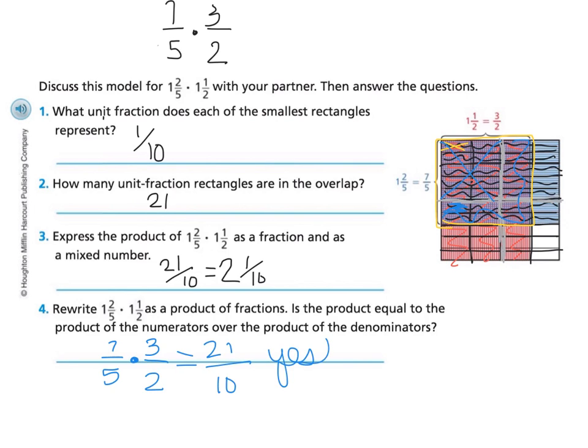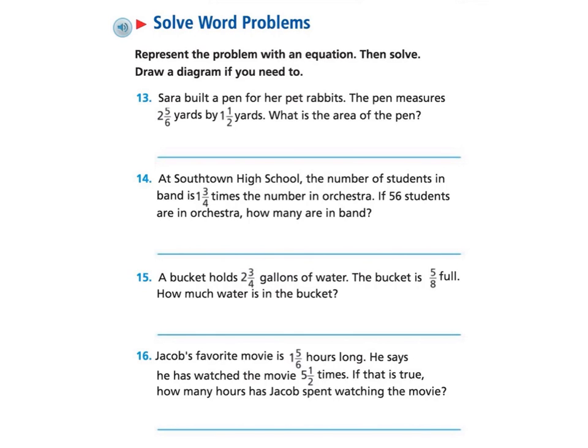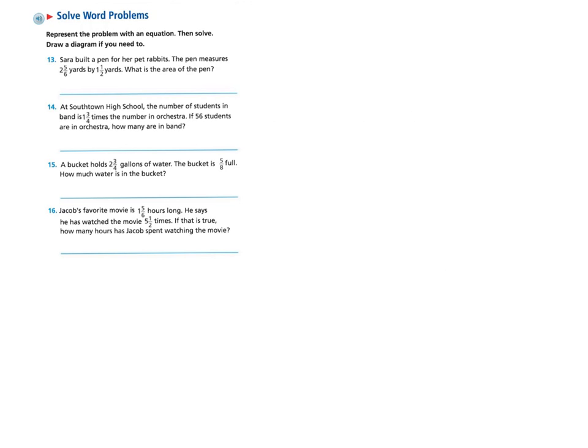So let us look at an example, and I want to look at number 15. A bucket holds 2 3/4 gallons of water. The bucket is 5/8 full. How much water is in the bucket?